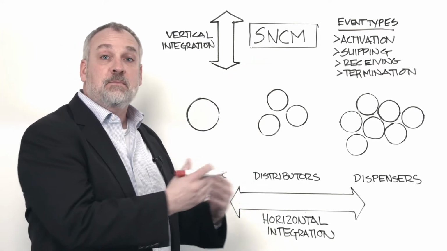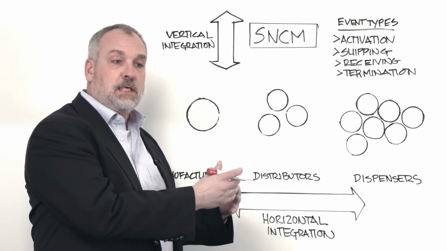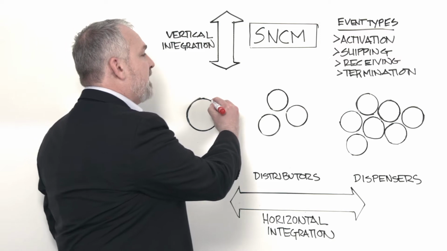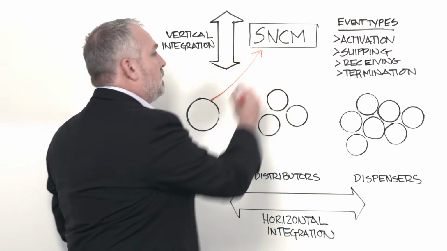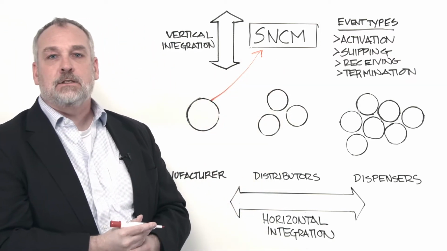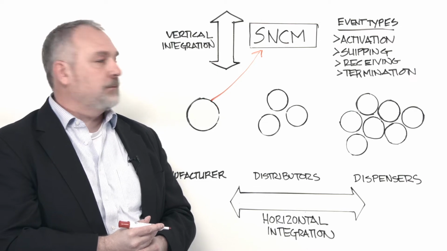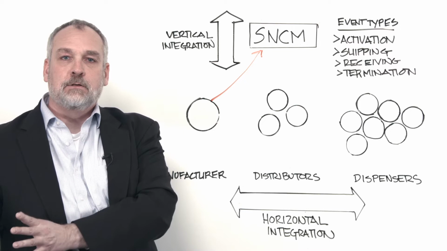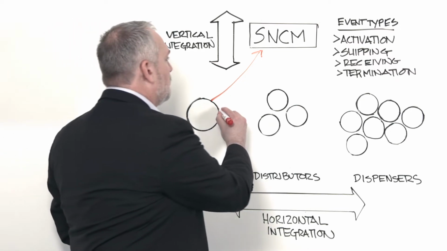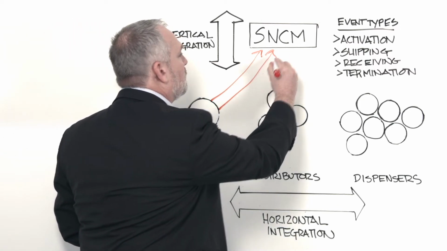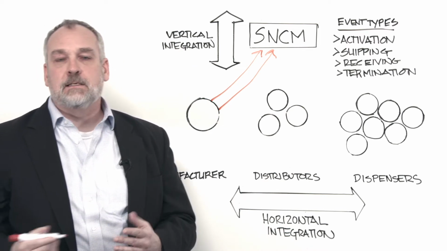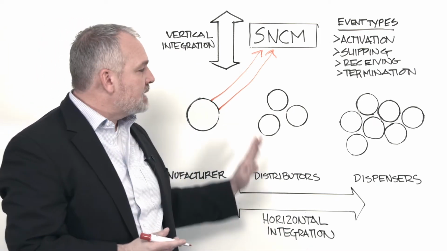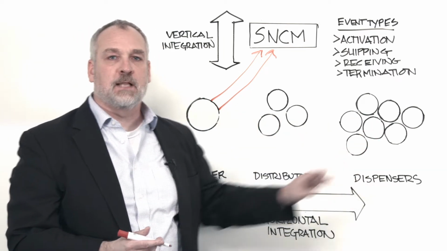When product is commissioned, when that batch is completed and serial numbers are commissioned, an activation event is sent to the central repository. When that product is shipped from the manufacturer to the customer, a shipping event is recorded within the central repository. And this process continues throughout the supply chain.